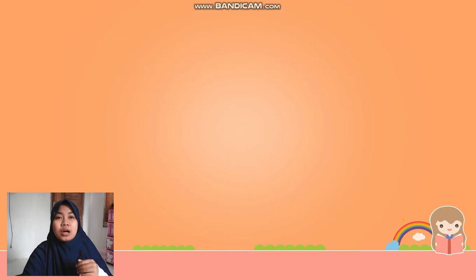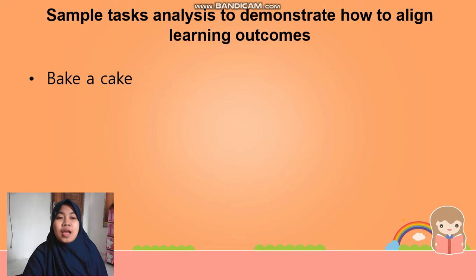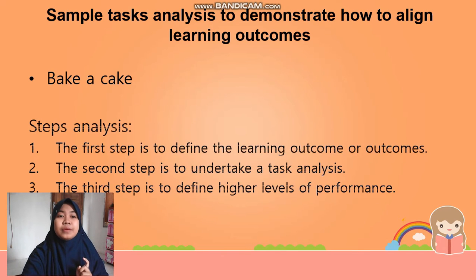And now, according to Ling Chan and Jenna Fogg's book, I will show you a sample of task analysis to demonstrate how we can assess our students to look for the learning outcomes. The example from the book is to bake a cake. That's the simple one. Here are the steps to analyze the student's activity to bake a cake.